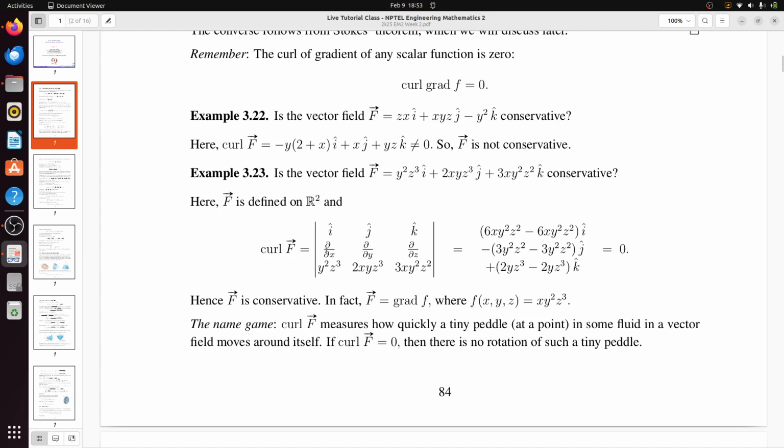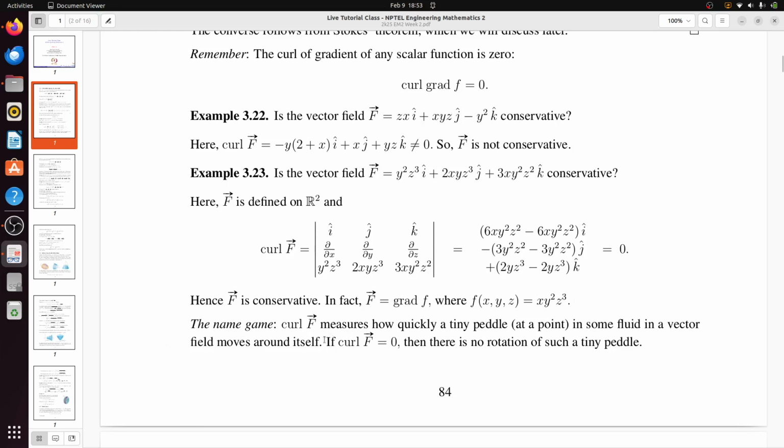So next you need to calculate del/del x of 2xyz³ minus del/del y of y²z³. Del/del x of 2xyz³ is 2yz³, and del/del y of y²z³ is 2yz³. So all the coefficients of unit vectors i, j and k vanish. Ultimately you get a zero vector, hence F is conservative.